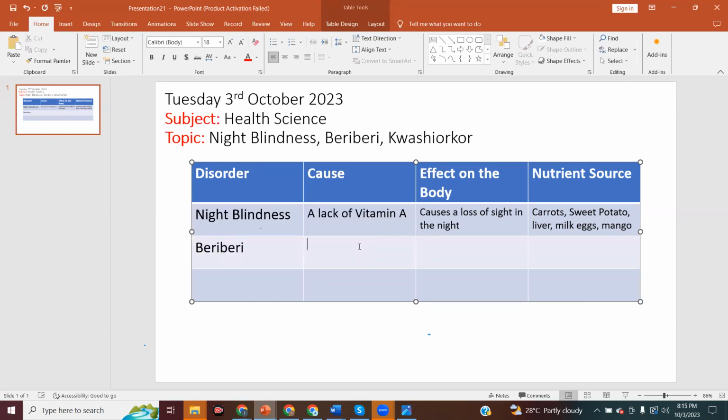So for beriberi, can you guess? I'm actually teaching you. For beriberi, can you tell me what vitamin you think is lacking? Someone said it. B1.